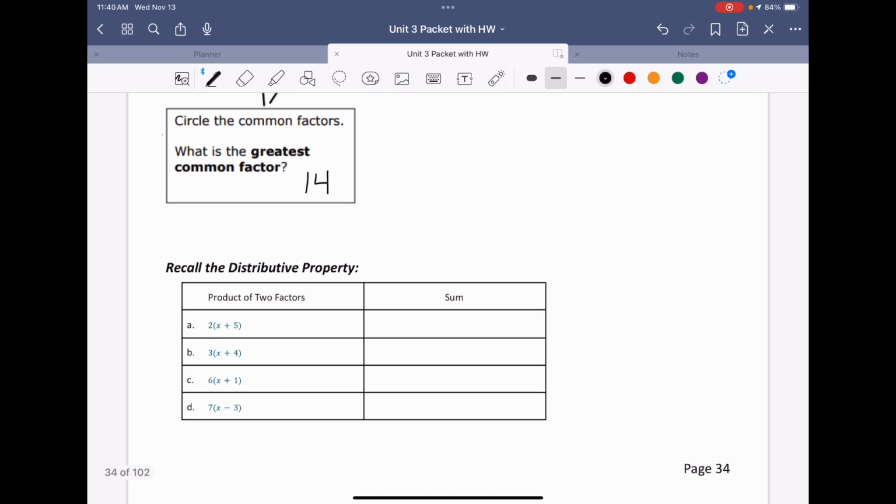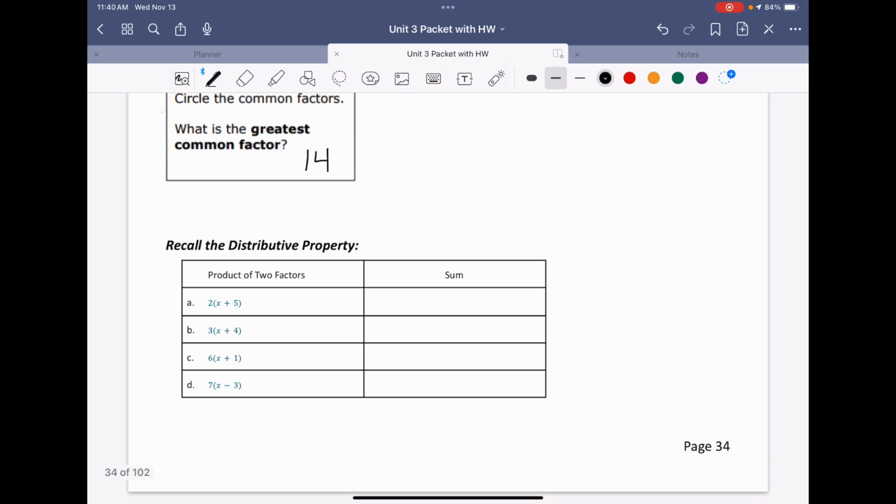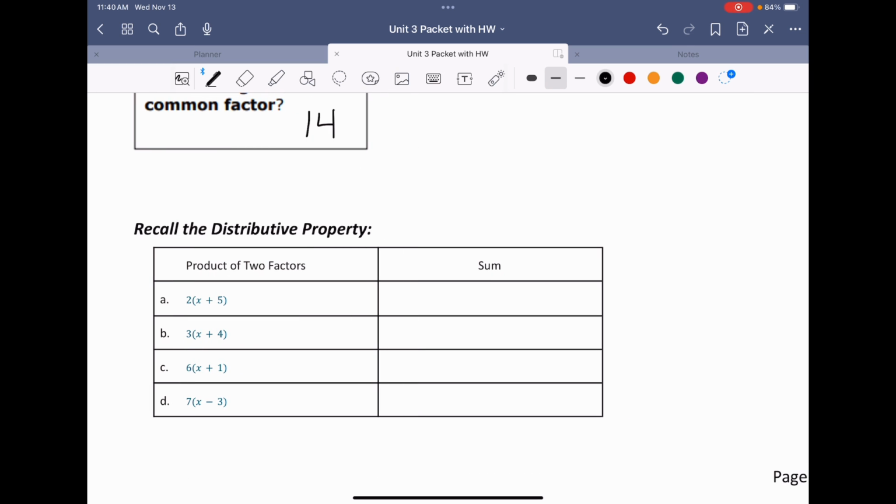So now we're going to practice the distributive property again. So remember, when we distribute, we want to circle the number out in front and draw our arrows because we're multiplying to all the terms on the inside of the parentheses. So 2 times x, 2 times 5. So 2 times 1x is 2x. 2 times 5 is 10. So 2x plus 10.